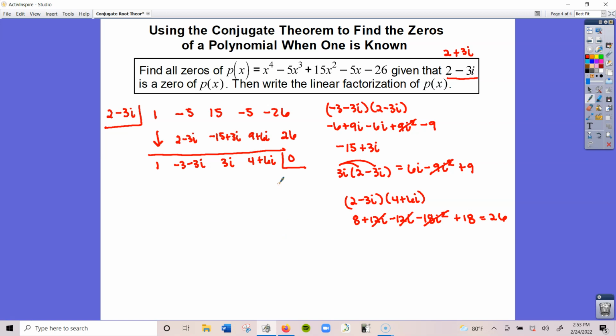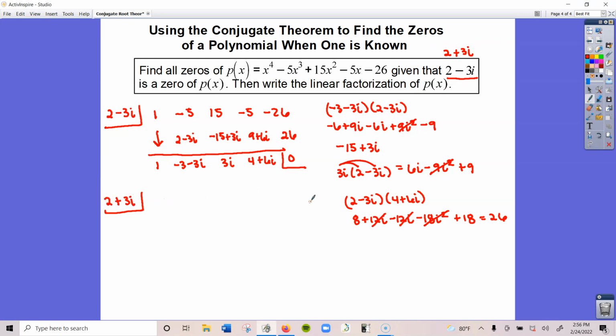Now for the next part, I knew this would happen because I was told that 2 minus 3i is a root. But now I need to also divide by 2 plus 3i. Starting over with our original polynomial is not going to help us because we're always just dividing from the original. We're not reducing that polynomial to its other parts. So what we're going to do now is put that 2 plus 3i in the box.